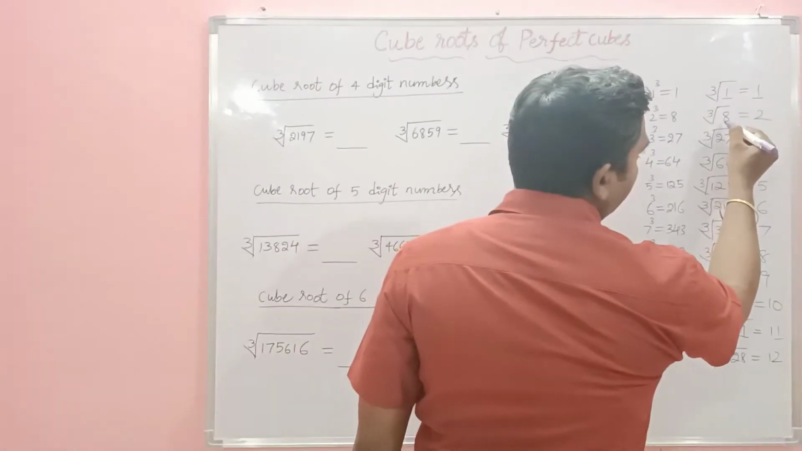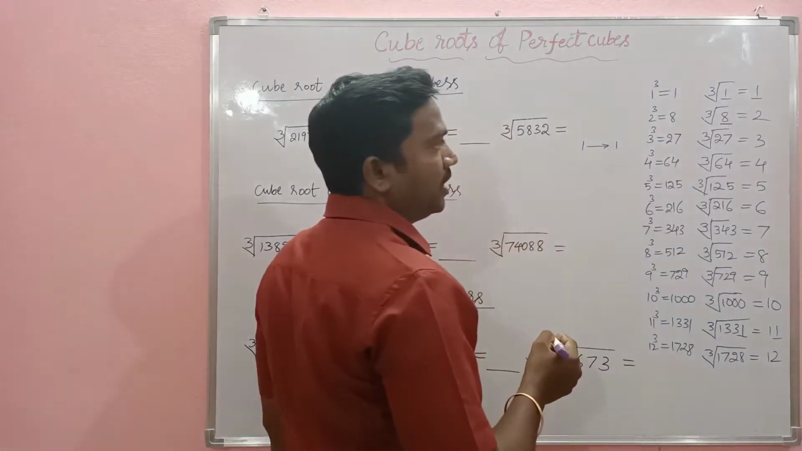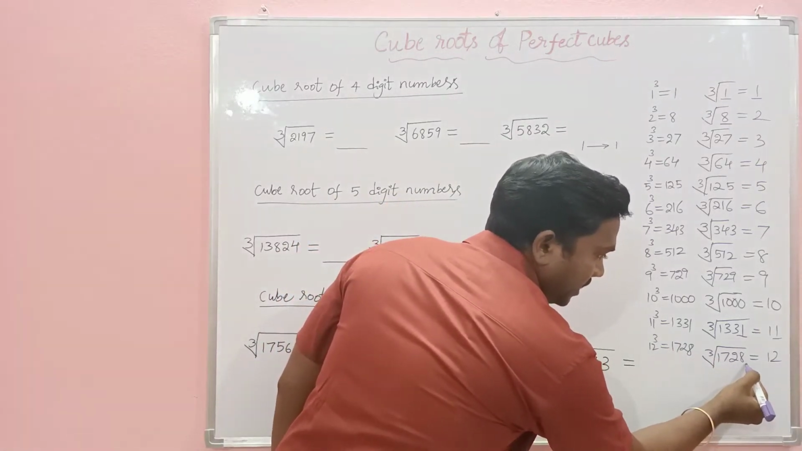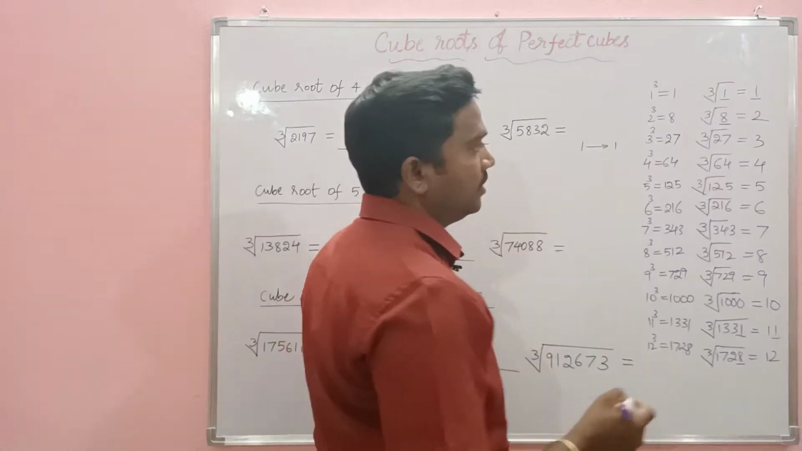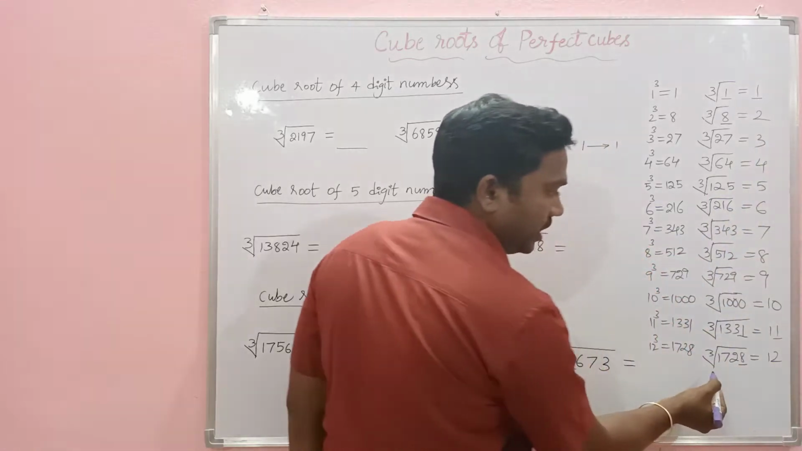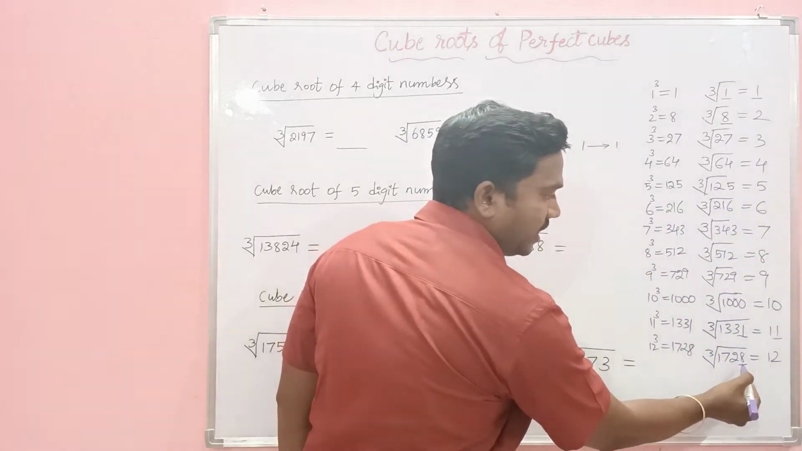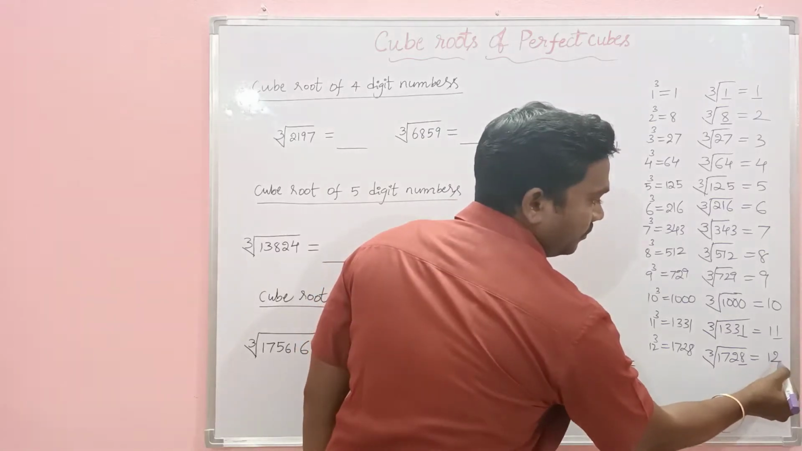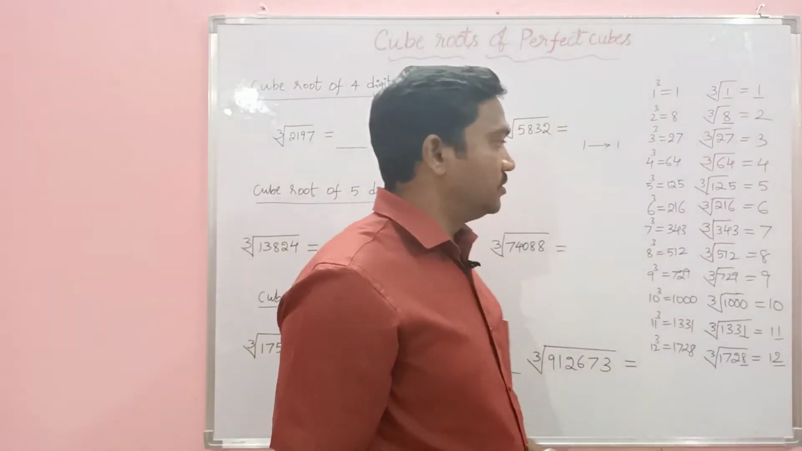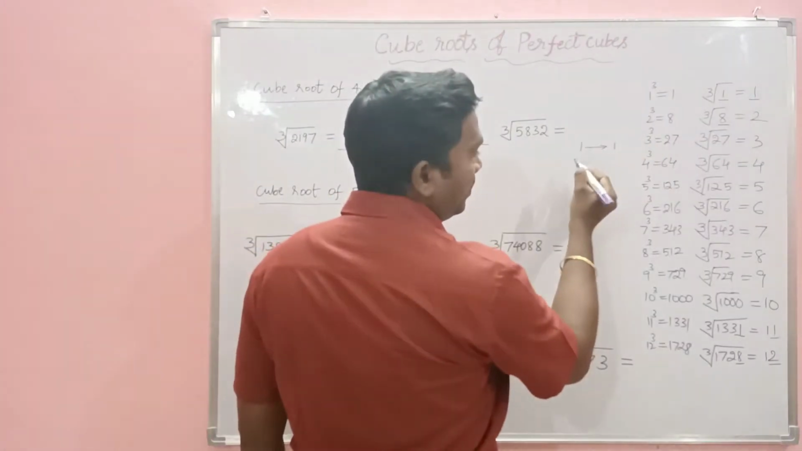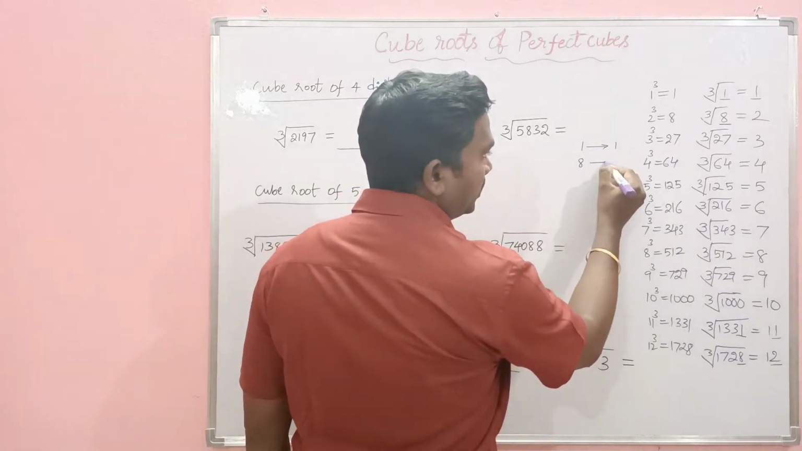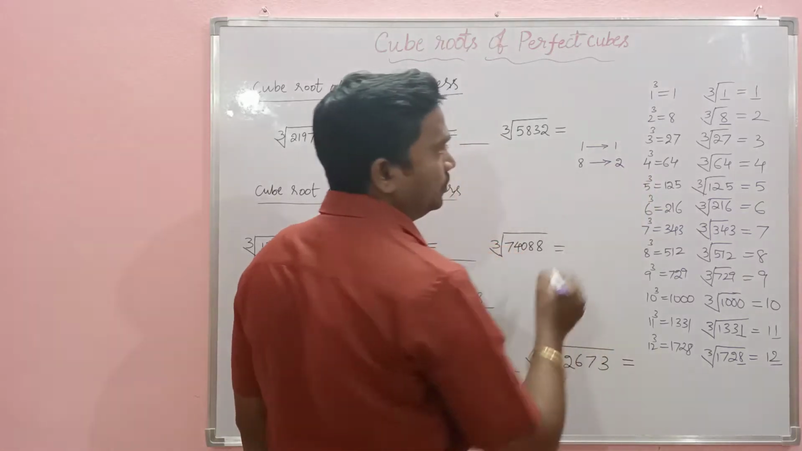Now see here, the number ends with the digit 8. Here also, 1728 ends with the digit 8. What is its result? Cube root of 8 is nothing but 2. Here, cube root of 1728 is nothing but 12. It means it ends with the digit 2 in its units place. So here we can understand, if a number ends with the digit 8, then the cube root ends with the digit 2.